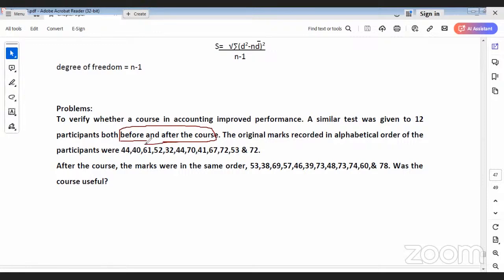The original marks recorded in alphabetical order of the participants were 44, 40, 61, 52, 32, 44, 70, 41, 67, 72, 53, and 72. After the course, the marks were in the same order: 53, 38, 69, 57, 46, 39, 73, 48, 73, 74, 60, and 78.